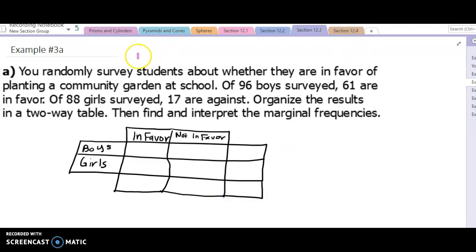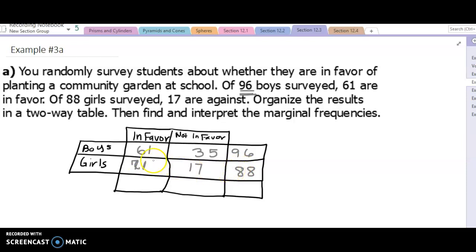All right, so let's look at this. You randomly survey students about whether they are in favor of planting the community garden. Of 96 boys surveyed, so we know there's a total of 96 boys. Okay, 61 are in favor. Okay, so the rest would be not in favor, so that would be 35. Of 88 girls surveyed, 17 are against or not in favor, which means the rest, what is that, 71, are in favor.